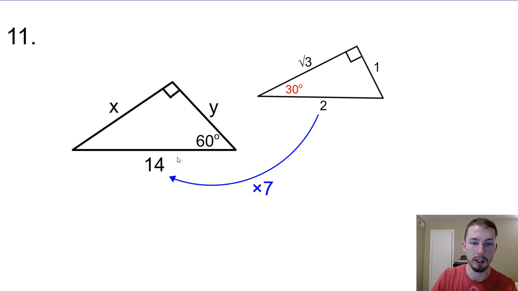Number 11, again, orient them. Make sure you have it go in the right direction. Notice that the radical 3 is, that's the medium length, right? The longest one is the 2, which is on the bottom, so it's upside down. Just be careful. So if I'm going from 2 to 14, I'm multiplying it by 7. So radical 3 times 7 is just 7 rad 3. 1 times 7 is just 7. So we have 7, 14, and 7 radical 3.